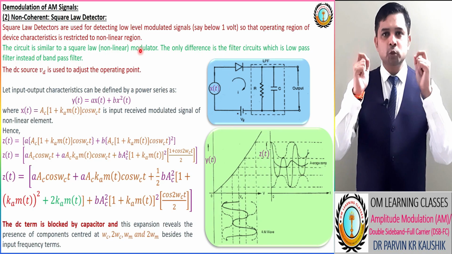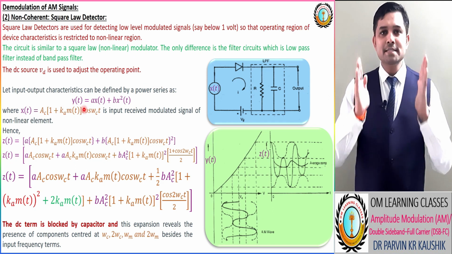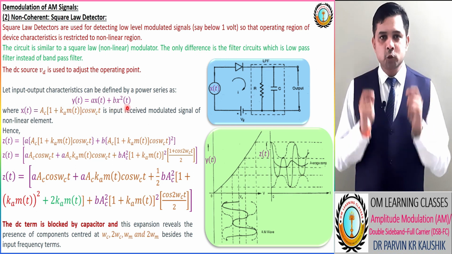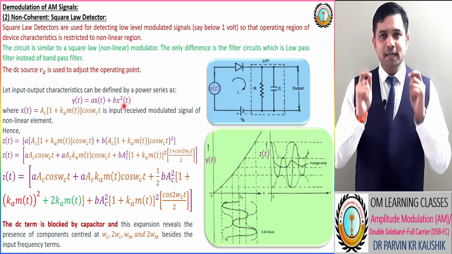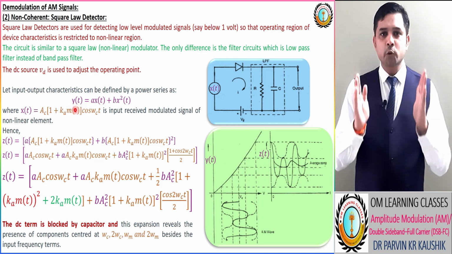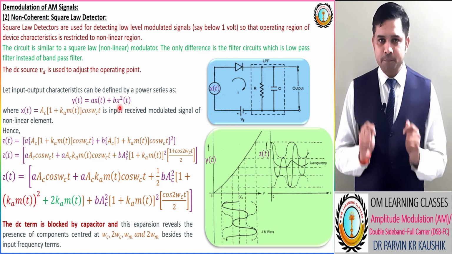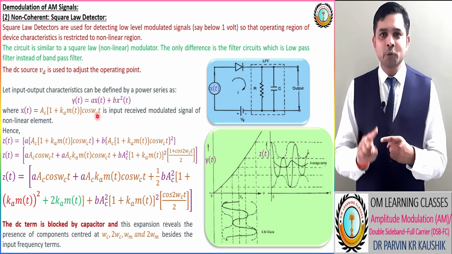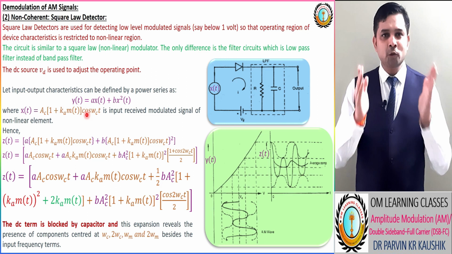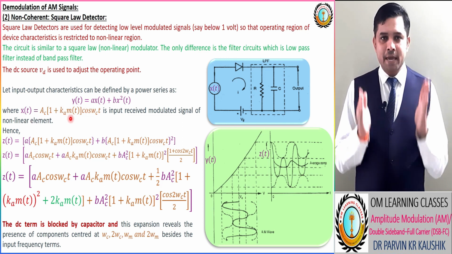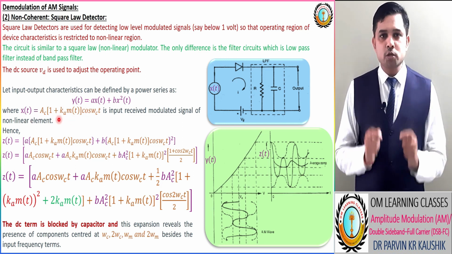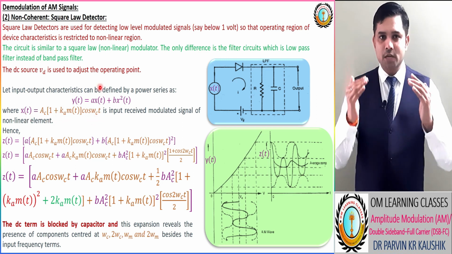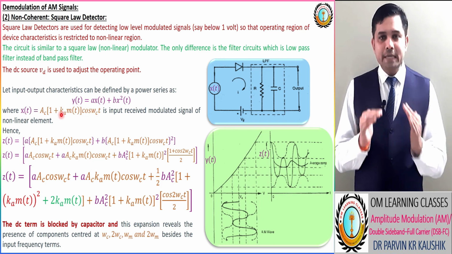As per non-linear behavior, we utilize the power series that defines the input and output non-linear characteristics, and that equation is y(t) equals a x(t) plus b x square t. Here the x(t) signal is our AM modulated signal, and that is equivalent to Ac bracket start 1 plus Ka into m(t) bracket close into cos omega c t. If we put this x(t) input signal in these equations, then we get the terms.